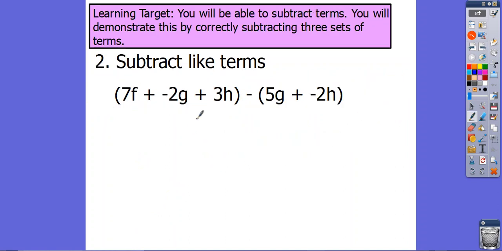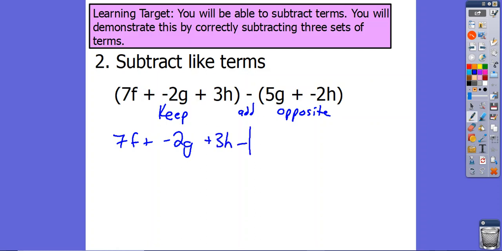Okay, subtracting like terms is harder. We are going to add the opposite. So let's keep this first one, change it to adding, and then we have to write what is the opposite of this. So 7f plus negative 2g plus 3h, changing it to an adding problem. Opposite of 5g is negative 5g, and don't forget to change the second one as well. So instead of adding a negative 2h, I'm going to add a positive 2h.